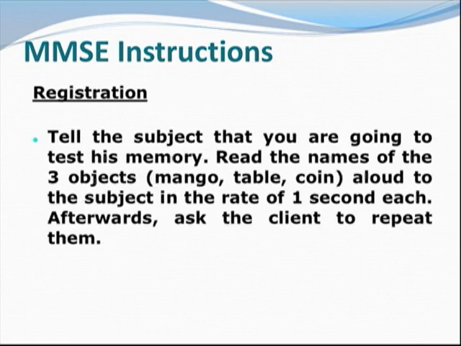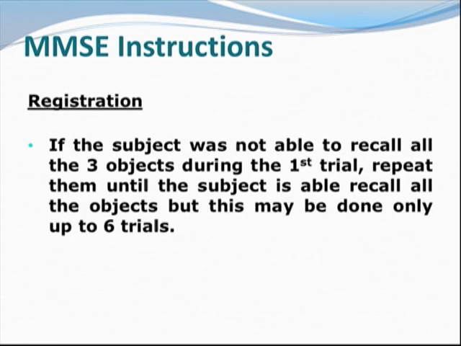For registration, tell the subject that you are going to test his memory. Read aloud the names of 3 objects, mango, table, and coin, at the rate of 1 second each. Afterwards, ask him to repeat the 3 words. If the subject was not able to recall all the 3 objects during the first trial, repeat them until he is able to recall all the objects, but this may be done up to 6 trials only.